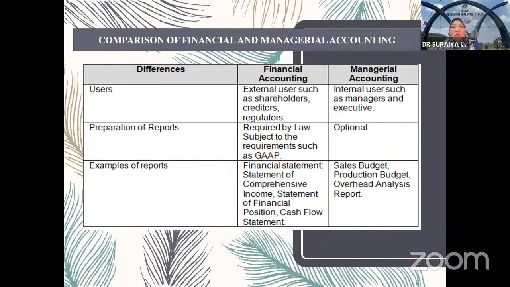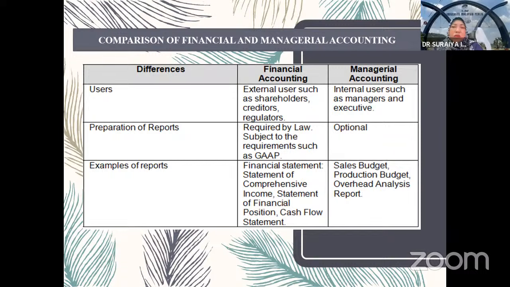So how about the preparation of reports, the standards and regulations that they implement, apply, or follow? For financial accounting, I am certain that all of you understand the requirement by law, subject to requirements such as GAAP, Generally Accepted Accounting Principles, and IFRS, International Financial Reporting Standards, which most countries have been using. For America, they are based on GAAP.